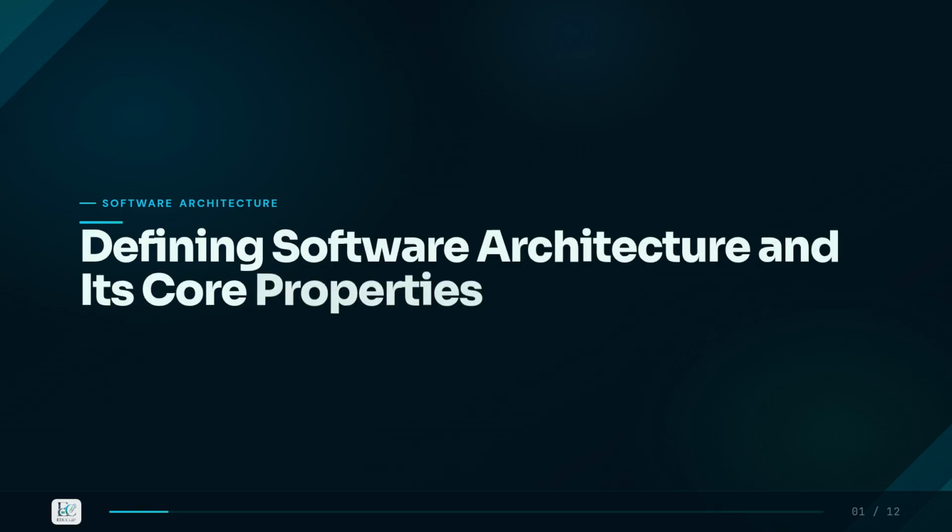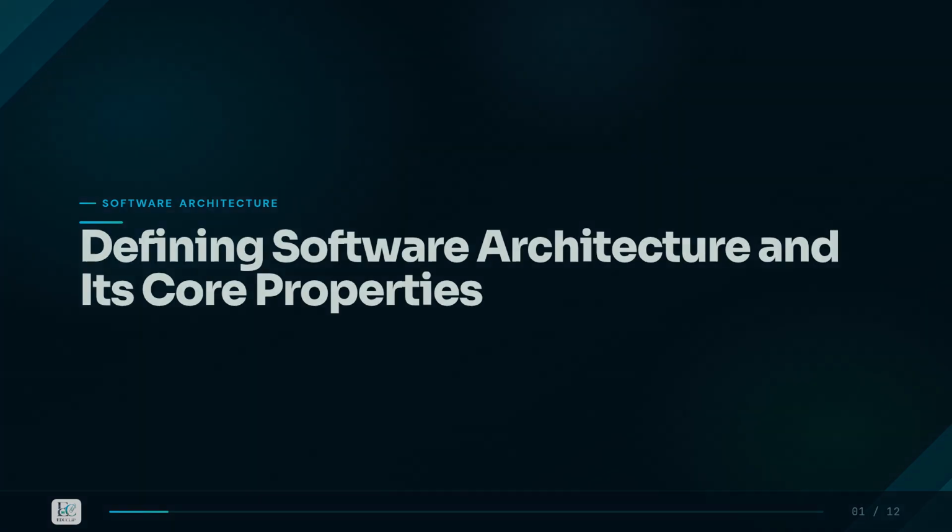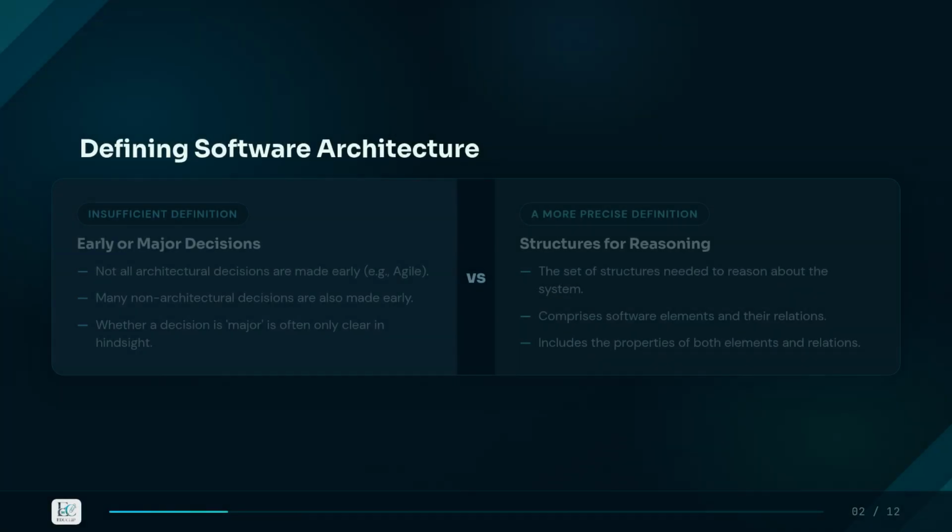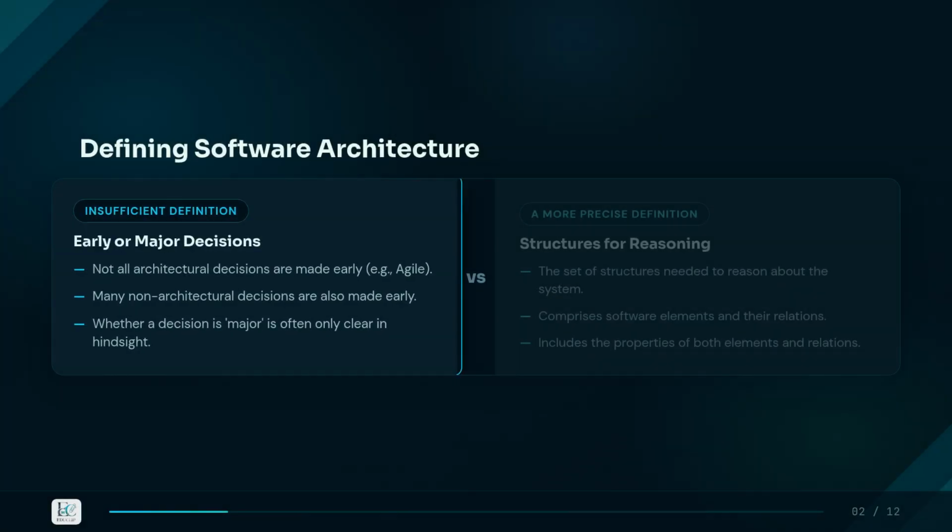Welcome. In this unit, we're going to explore a precise and powerful way to define software architecture and understand its most important properties. Let's start by refining our definition of software architecture. A common but insufficient way to think about it is as the system's early or major design decisions.